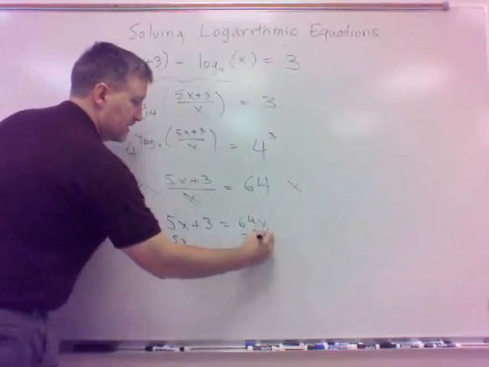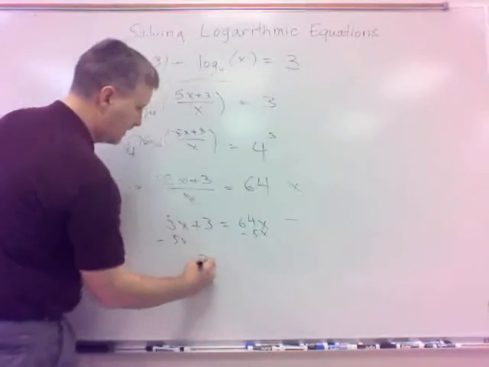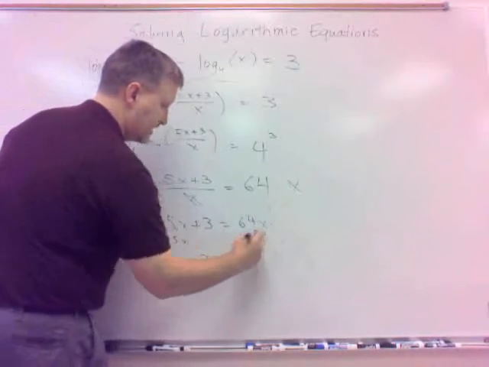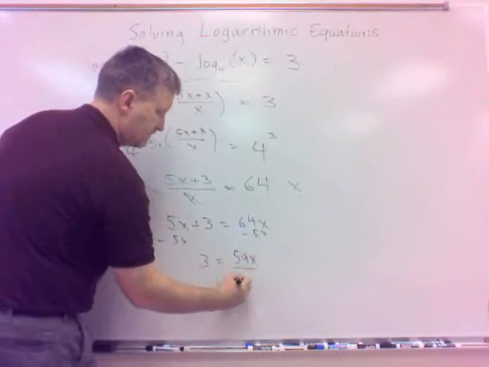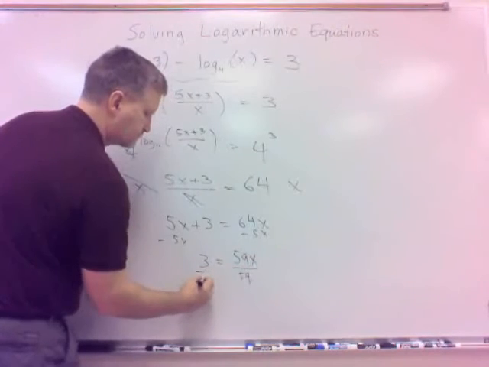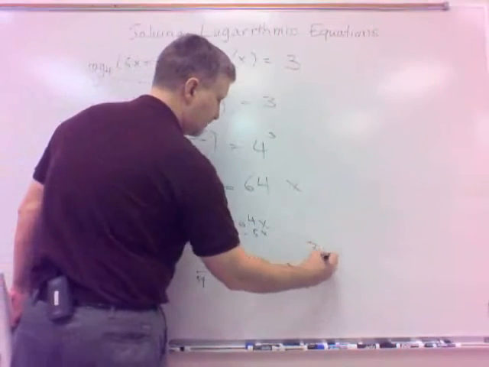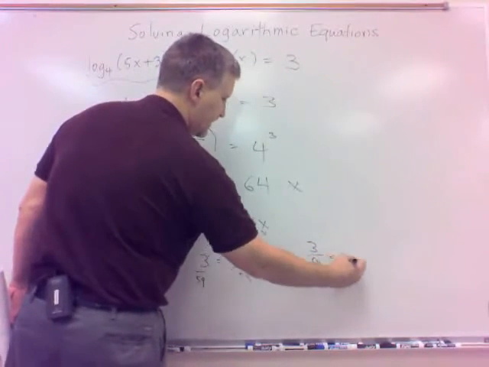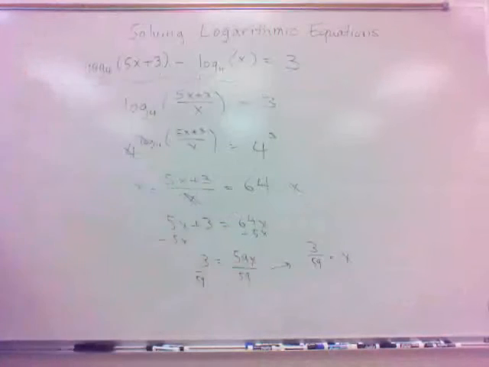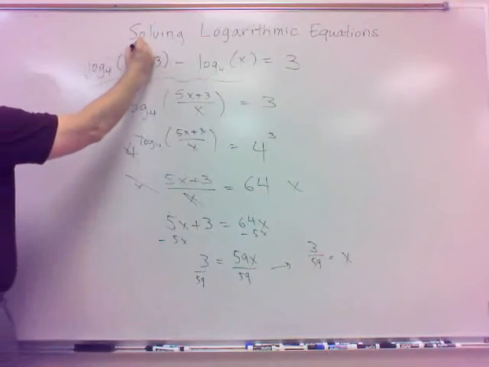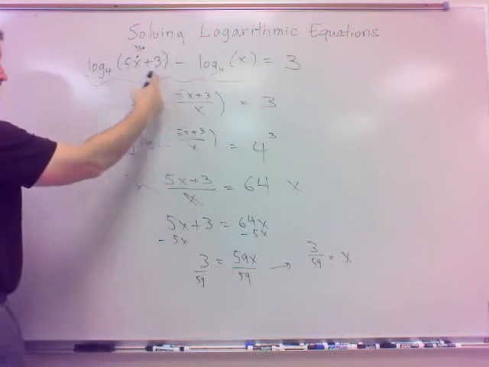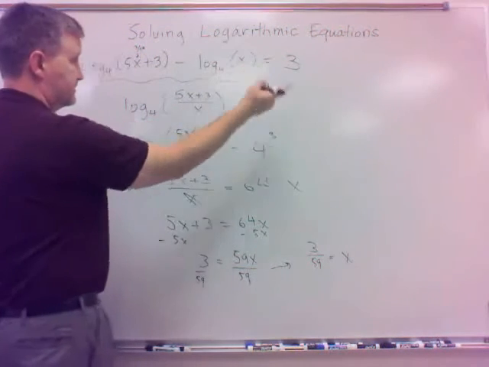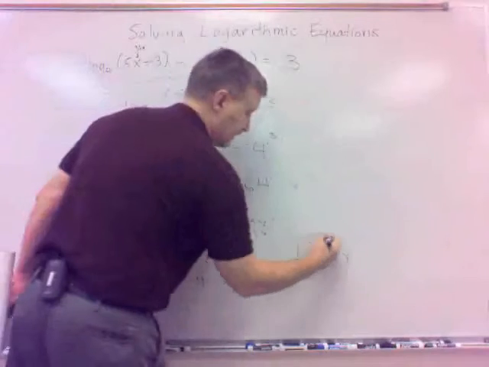Subtract 5x. 3 would equal, what was that, 59x. And then divide by 59. And so that would get me 3 over 59 is x, which seems like a strange answer, but is that going to be okay? I plug in 3 59ths here. Yeah, that's okay, because that's still going to be a positive number. 3 59ths, that's positive, so it's not a negative, it's not 0. It's okay.